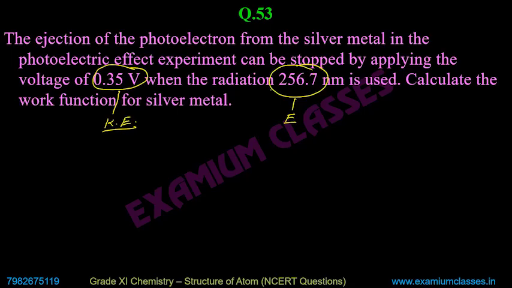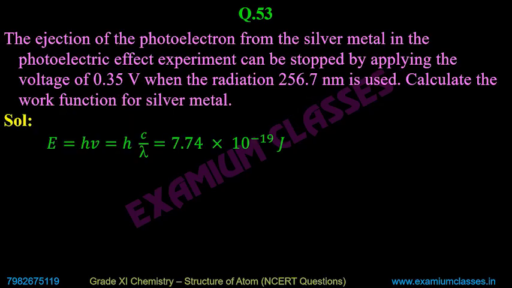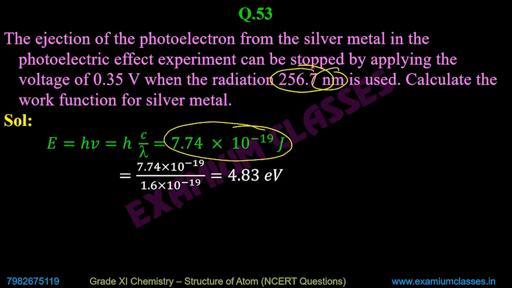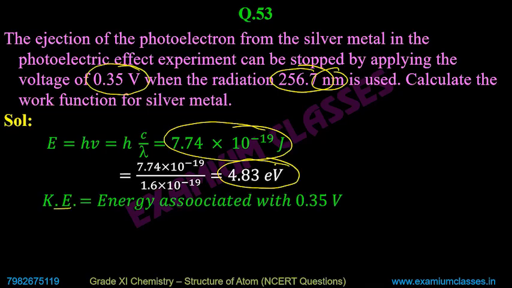The remaining is the threshold energy, the work function. Work function is threshold energy. That is what you can calculate. We will say E is associated with the lambda given. When you substitute these values, with nanometer converted to meter, you will get the energy of the incident beam. This I have converted into electron volt, and there is a reason, because I can convert voltage into its associated energy. Kinetic energy will be equal to the energy associated with 0.35 volt.